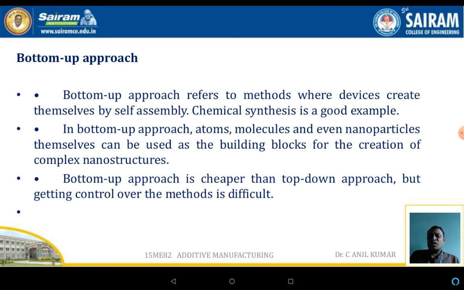The bottom up approach refers to a method where the devices create themselves by self assembling. This is especially by means of a chemical synthesis method. In the bottom up approach, atoms, molecules, and even nanoparticles themselves are used as building blocks for the creation of complex nanostructured materials. Bottom up approach is cheaper than the top down approach, but getting control over the method is very difficult.